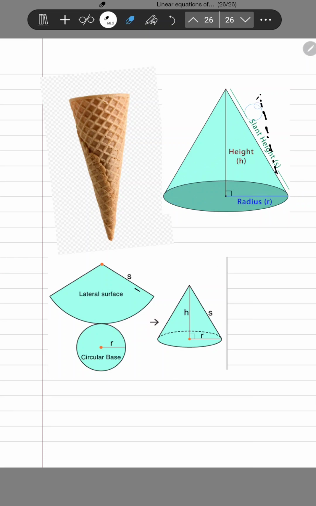The right cone has two parts basically. One is the base circle, this part down here, and the other one is the lateral side. These are the two parts. The base circle has a base radius, which is here. This is the base radius.